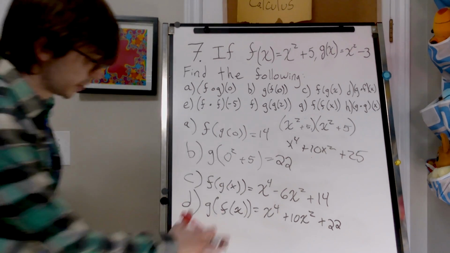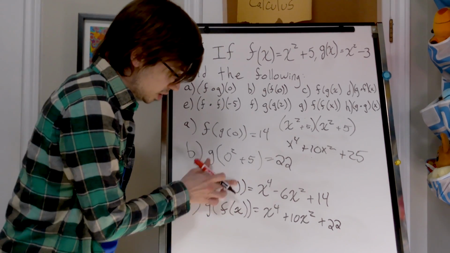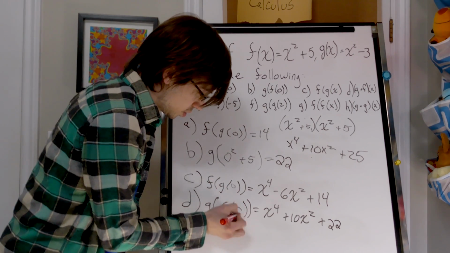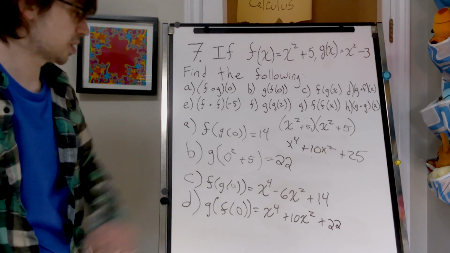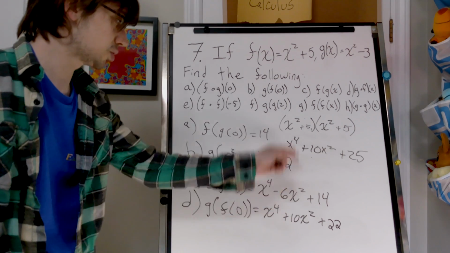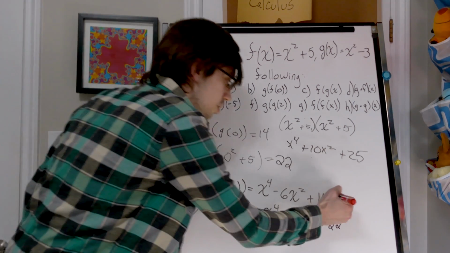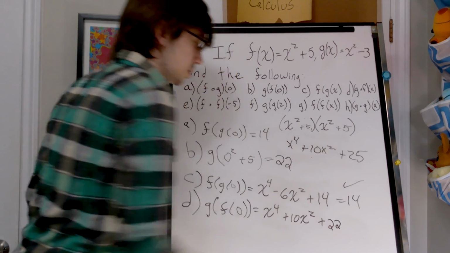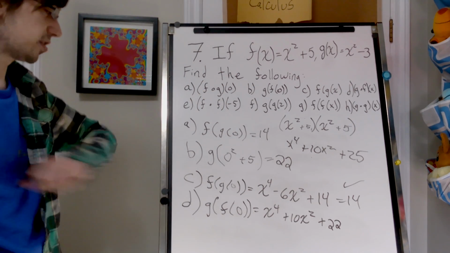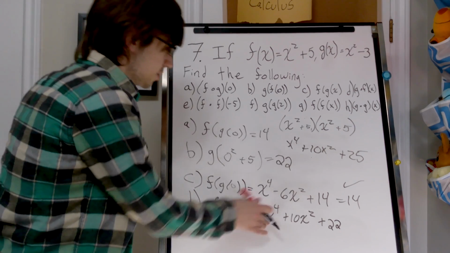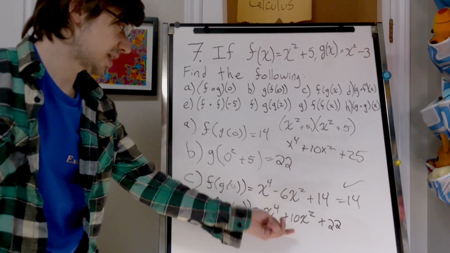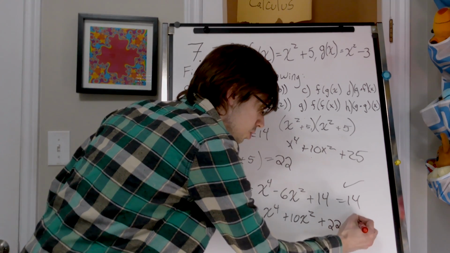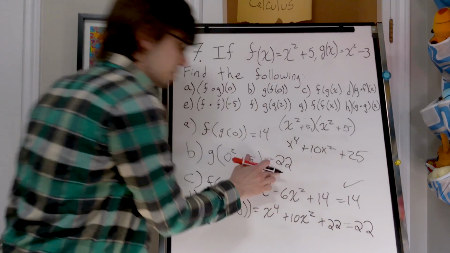We can see then, if we plug a 0 into these equations, we'd get 0 to the power 4 minus 6 times 0 squared plus 14, which would equal 14. To put a 0 to this one, we'd get 0 to the power 4 plus 10 times 0 squared plus 22, which would equal 22.